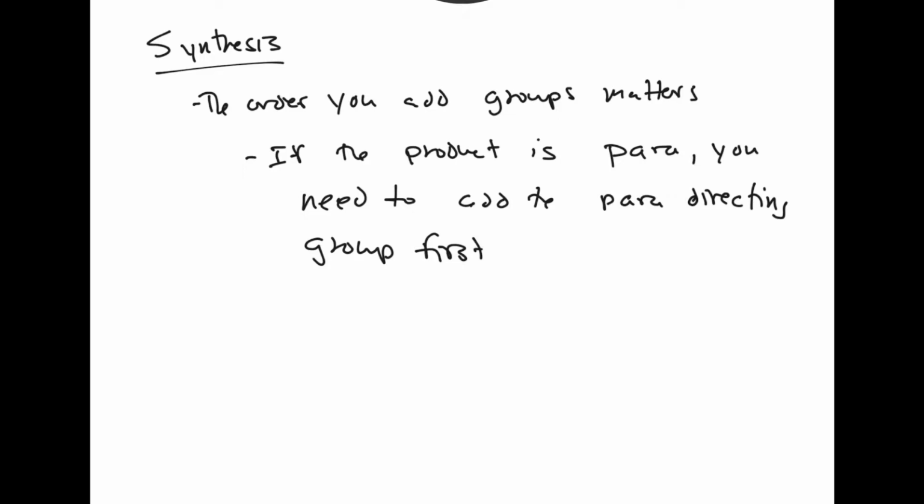Right, so let's say in your product that the two substituents are para to one another. Well, you need to put on the group that directs para first, right? You need to make sure that you have the right group on to direct in the right position. So you always need to be mindful of what order these need to go on so that I'm directing to the right position.